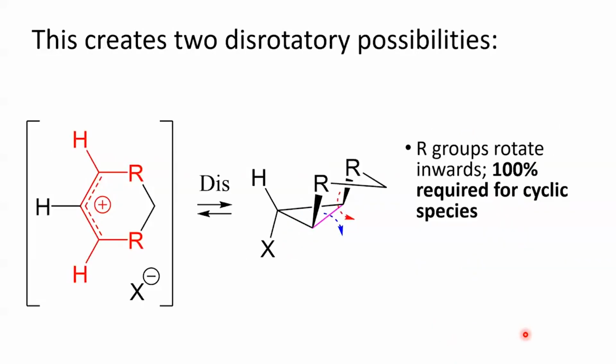However, let's imagine a situation whereby these R groups are linked to one another. In that situation, there is no way whereby you can stretch them outwards because they are held together by this bonding interaction. For this species to undergo a disrotatory ring opening, these R groups must rotate inwards. The strain of them moving outwards would be too much for that reaction to proceed.